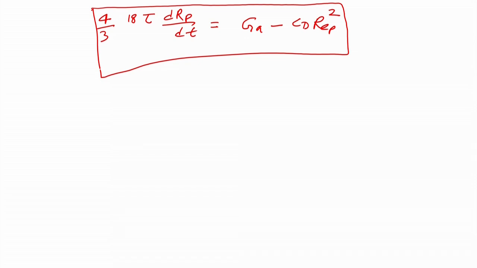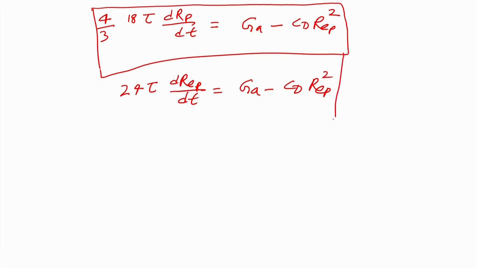So, this is the equation that shows how the particle motion changes with time. Now, if you simplify it, this will be 24 tau into d Re p upon d t equal to Ga minus C d into Re p square. So, this is the motion under gravity. This equation tells you how Re p changes under gravity. Now, you can further integrate it.